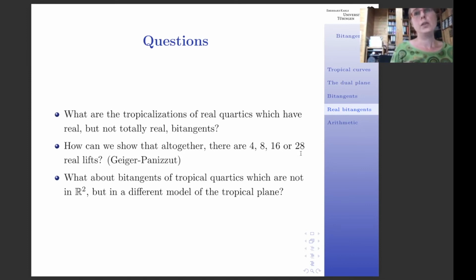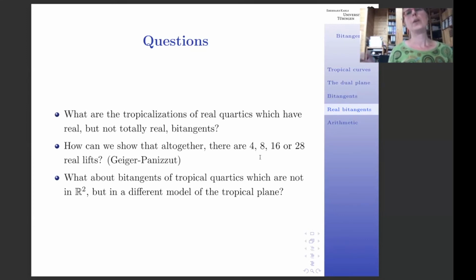The tools that Angie and I developed do not answer this question. You must look at this question more globally somehow. We looked at it locally, one tropical bitangent shape at a time. But my student, Alheidis Geiger, together with Marta Panitsut, are working on the global argument, which is necessary. And they just very recently proved that there are always 4, 8, 16, or 28 real lifts. So they're confirming Pluecker's theorem using tropical methods.